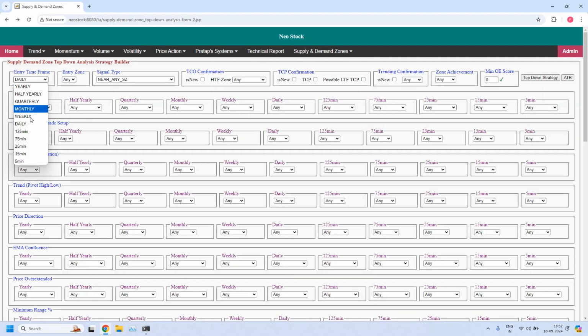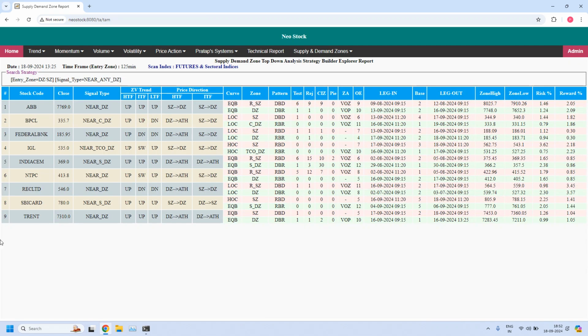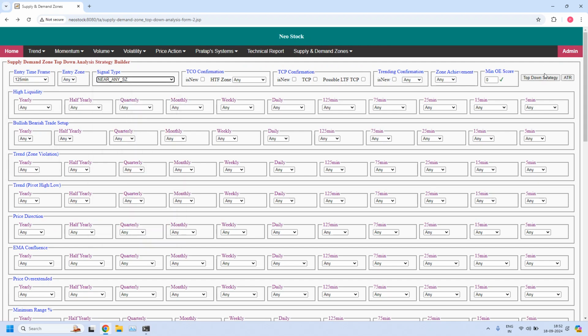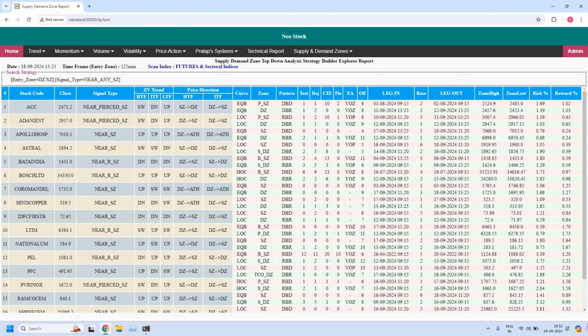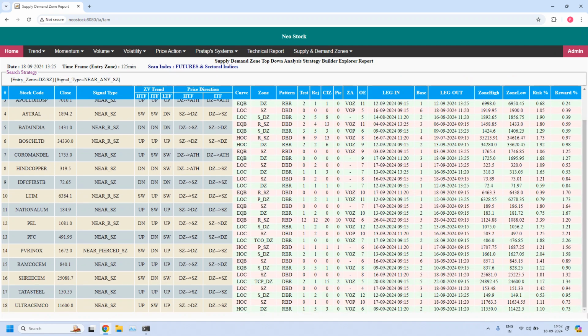Next time frame is 125 minutes. So let us find the stocks near 125 minutes demand zone. 9 stocks are filtered. Next, for 125 minutes time frame, let us find the stocks near 125 minutes supply zone. So this is the filtered list. So total 18 stocks are filtered.